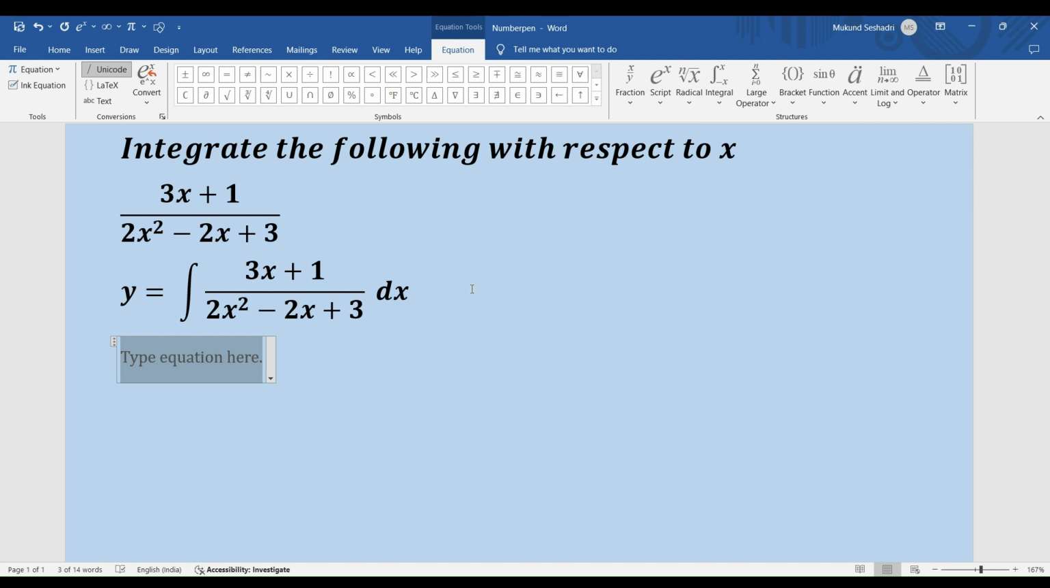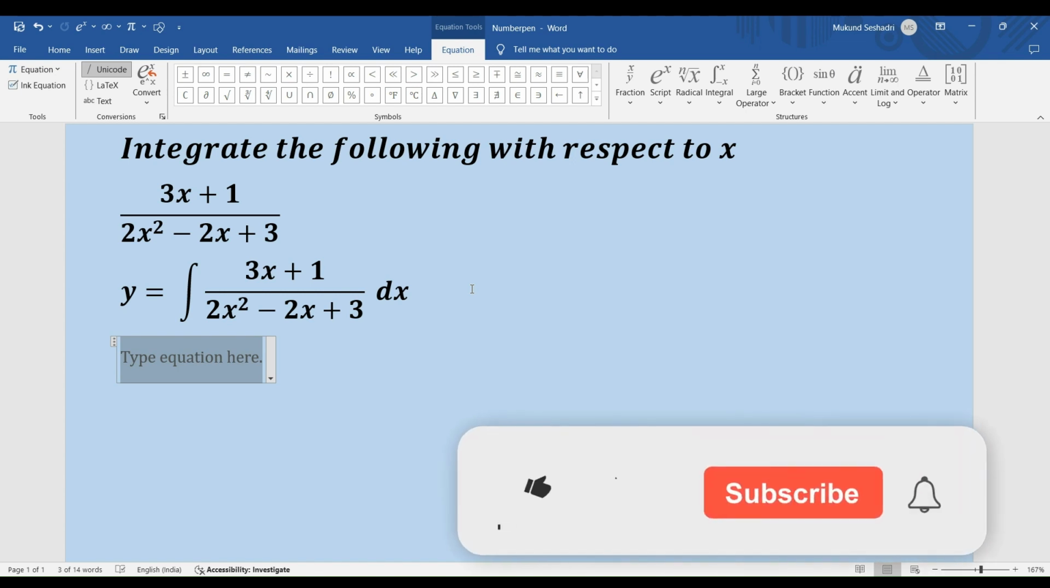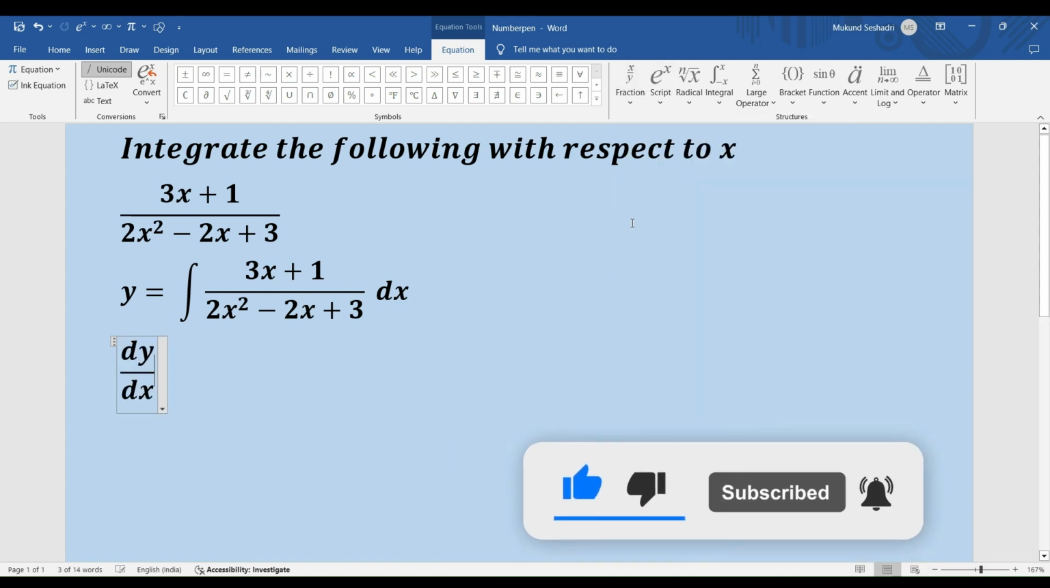So the best way to connect the denominator with the linear expression in the numerator is by expressing the numerator, which is 3x plus 1 in this case, in terms of the derivative of the denominator, which is the quadratic expression 2x square minus 2x plus 3. So the next couple of steps, that's what we're going to do. So let me write down the derivative of the quadratic expression first.